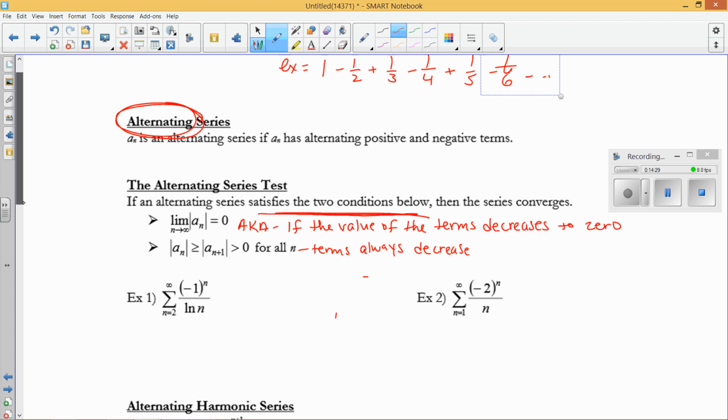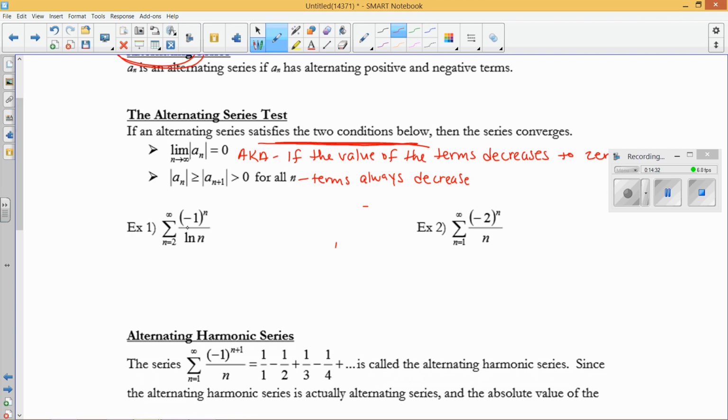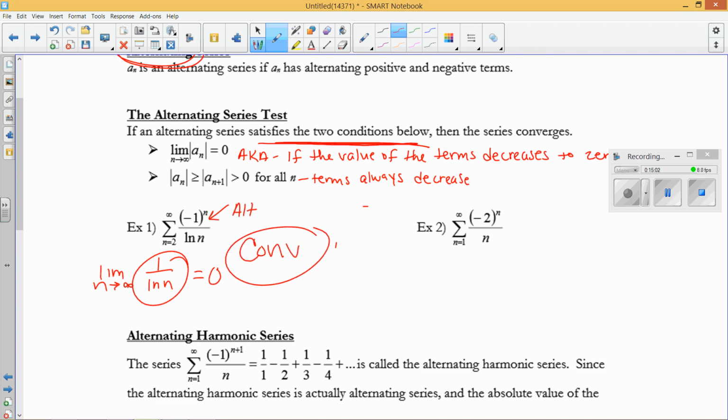So let's look at this guy right here. I have this funky thing, negative 1 to the n. When you see negative 1 to the n, ding, ding, ding, this is an alternating series. As soon as you know it alternates, all you have to do from there is basically ignore the fact that it alternates for a second. Look at this guy. 1 over ln n. As n gets bigger, does 1 over ln n go to 0? Well, yeah, because it goes to 1 over infinity. So since this limit goes to 0, the series converges. Done. End of story. No other test.